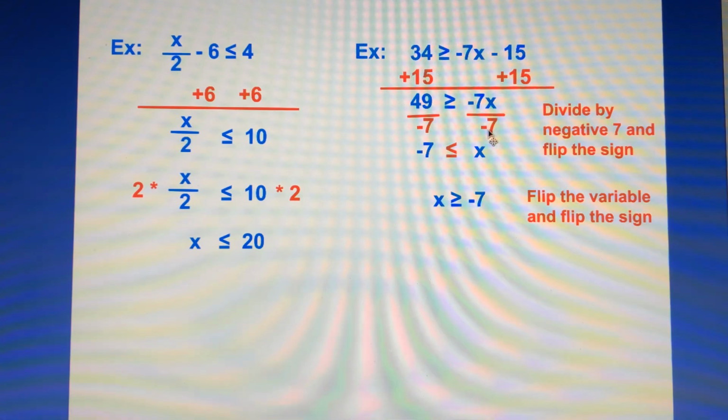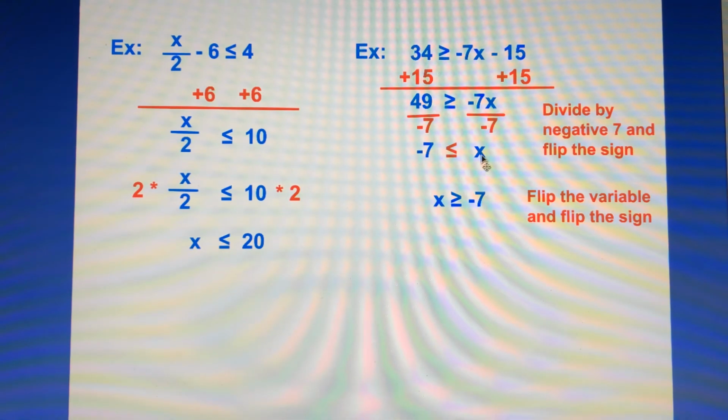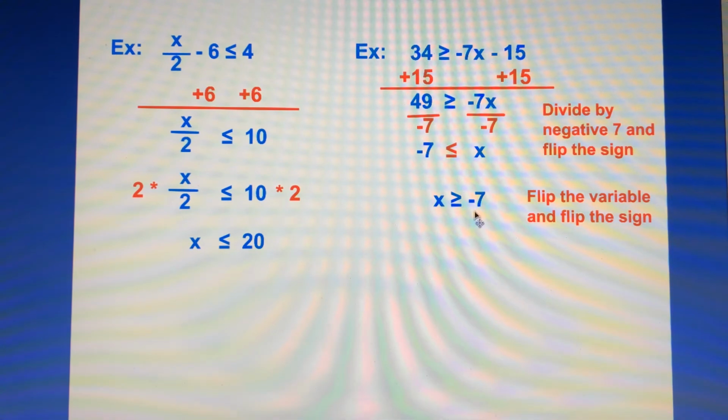Divide by negative 7 and flip the sign. 49 divided by negative 7, rules of operations, rules of integers, negative 7 is less than or equal to x. Now, I've already flipped the sign, but x is still on the wrong side. So now when I move x to the left, I flip the sign again. X is greater than or equal to negative 7.